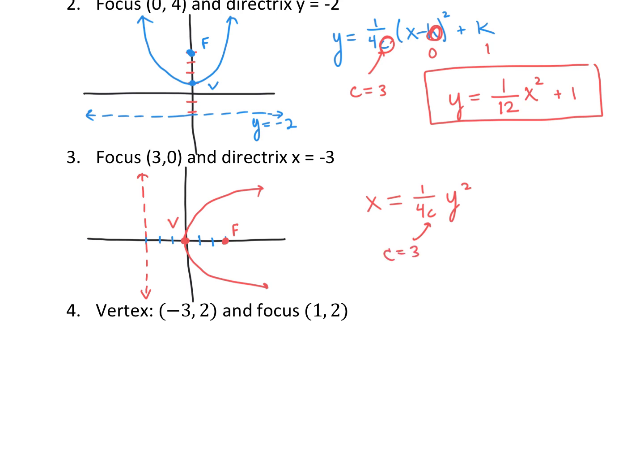Your c value is negative if the parabola opens to the left or if the parabola opens down. All right, so let's plug that in. We're going to have x equals 1 over, we're going to plug in a 3 for the c, so 4 times 3 is 12, and then y squared.